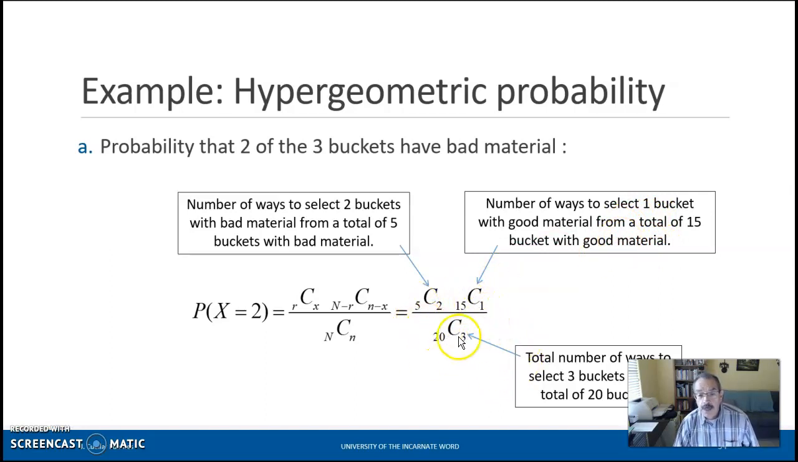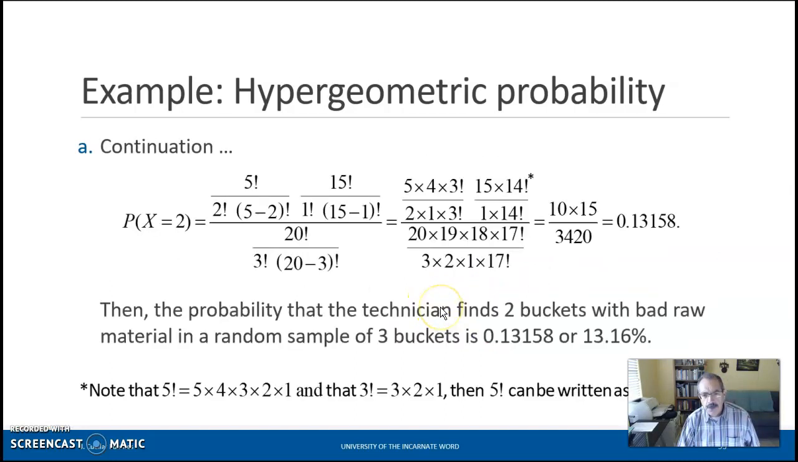And this is the way of arranging 3 buckets selected at random from the 20 buckets in the population without distinguishing if they have good or bad material. So that's how we calculate the probability. So once we write the formula like this, then we proceed to expand the factorials of these combination formulas. We write all the factorials. And in here, I'm showing you a way of simplifying this calculation.